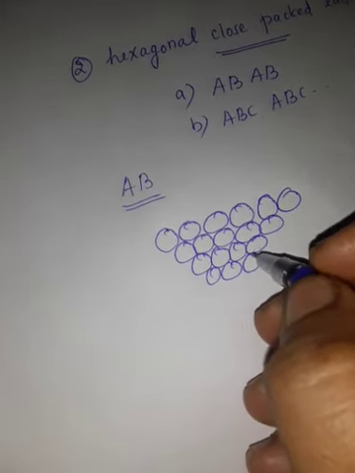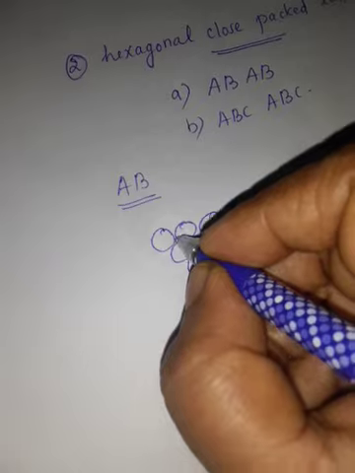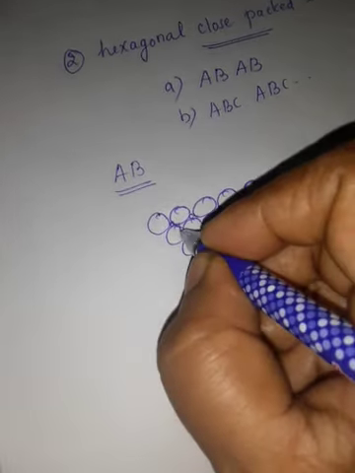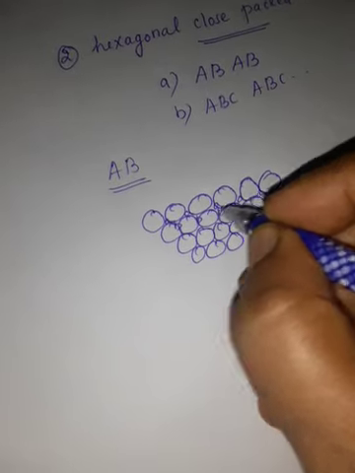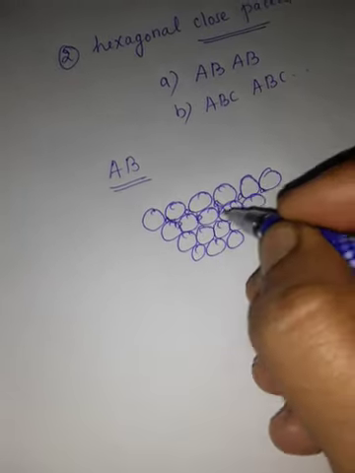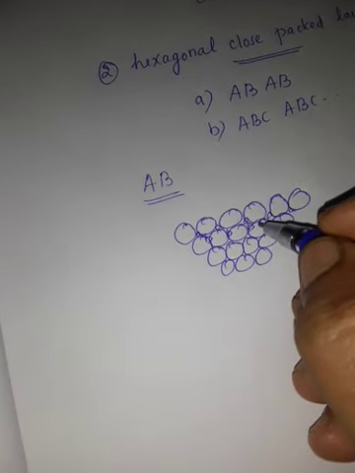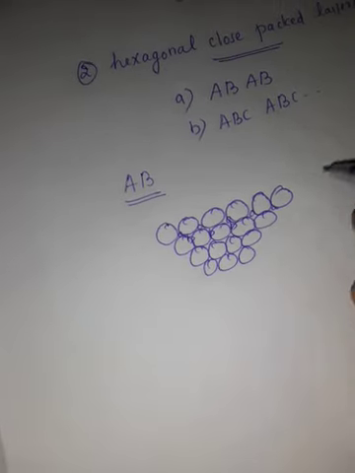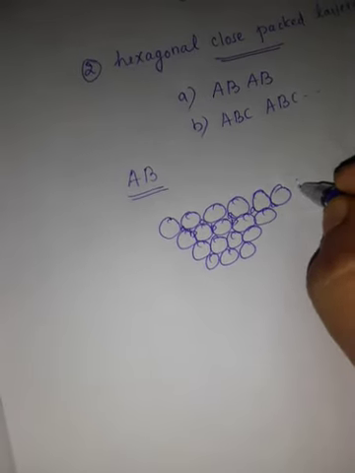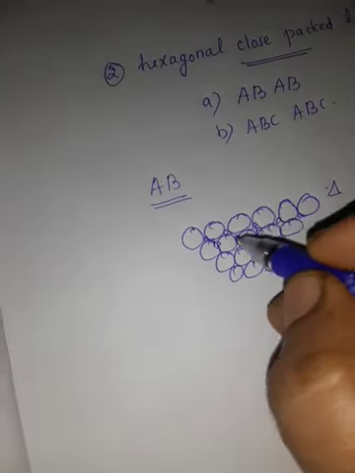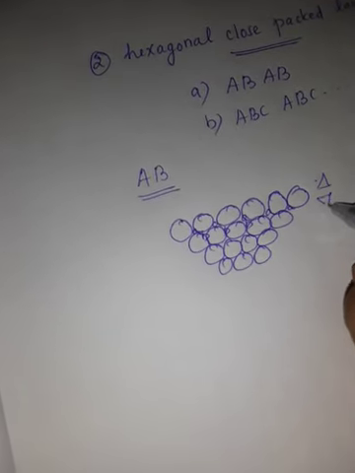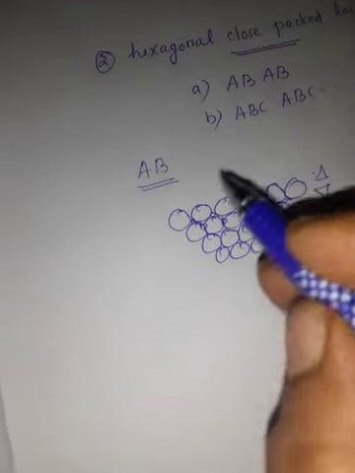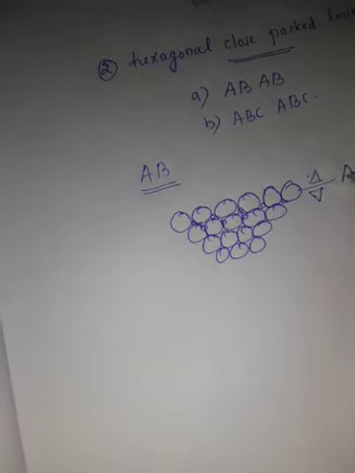So here two types of voids are formed. Void A in first row and void B in second row. These are triangular voids. In void A, the apex of the triangle is pointing upwards like this. In void B, the apex of the triangle is pointing downwards. This is the first layer, layer A.